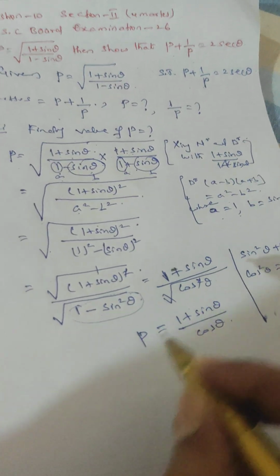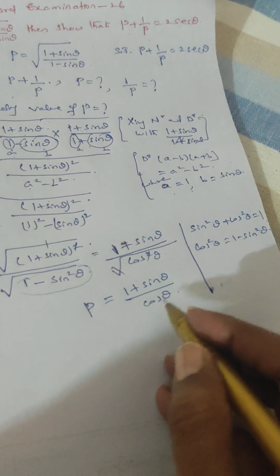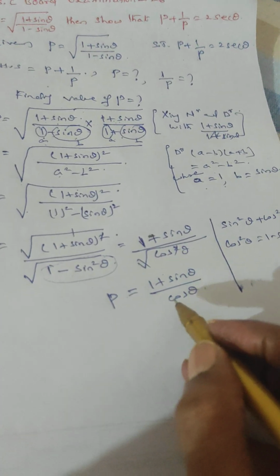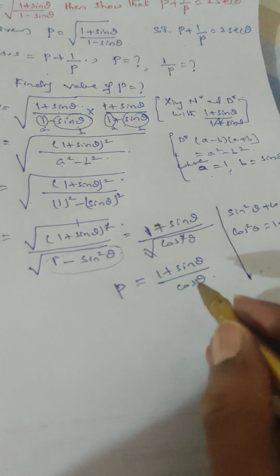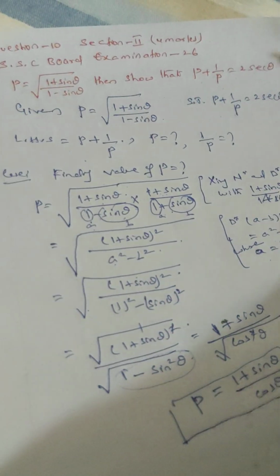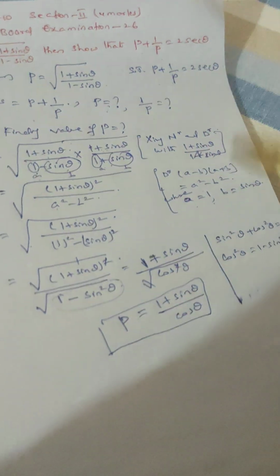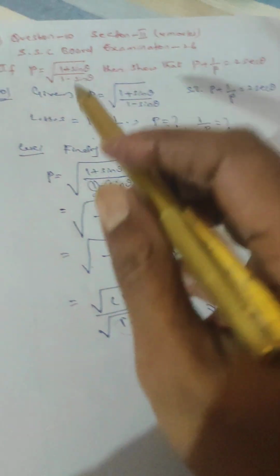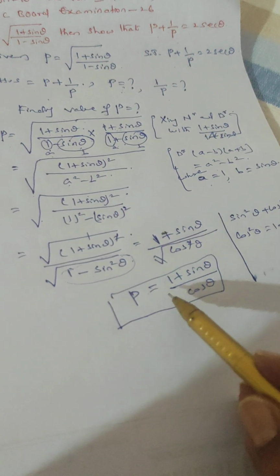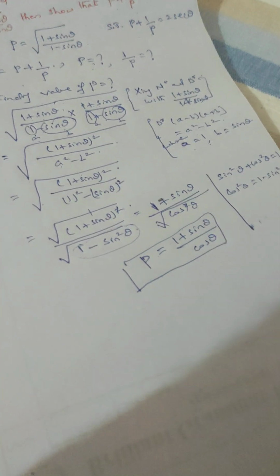Still I am trying to find out the value of p. Now p equals 1 plus sine theta by cos theta. If you want, you can separate 1 by cos theta and sine theta by cos theta also, but no need. Here we got the value of p. According to my problem, I should get the value of p and then find the value of 1 by p. Now if you observe, what is given to me is in the root, but when I simplify the problem for p, I got the value of p without any root. So now it will be very easy for simplification.